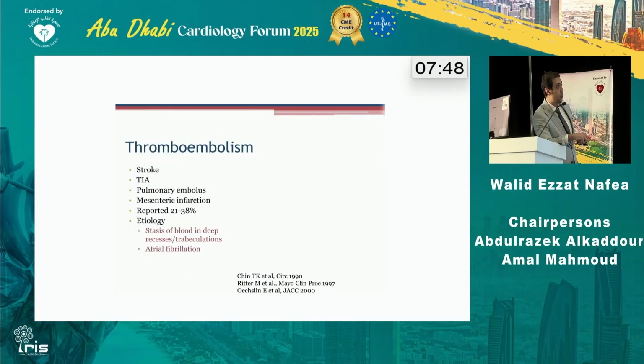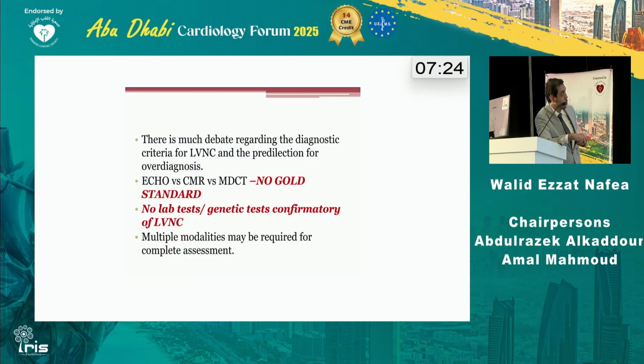So what about thromboembolism, stroke, TIA, and pulmonary embolism? It is reported to reach up to 40%. And the etiology is stasis of blood in the deep recesses. So the deeper the recess, the higher the probability of thromboembolism, with the deep invagination and the more stasis of blood, and even more if you have a concomitant atrial fibrillation. So what about the gold standard technique to diagnose LV non-compaction?